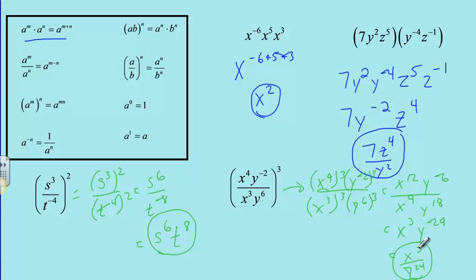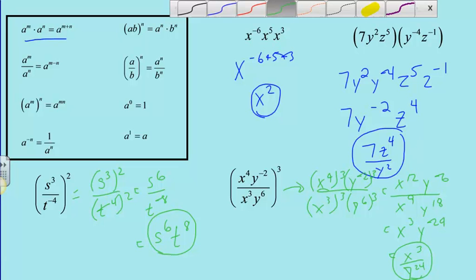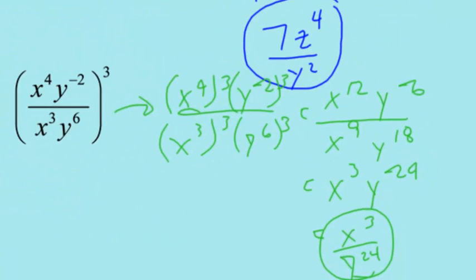Now, there is another way that we go about doing this one. If you want to, you can do it that way. It's just simplifying before we raise it to the exponent. So if I see this, x to the 4th over x to the 3rd, that's really just x to the 1st. And here if I see y to the negative 2nd and y to the 6th, and I subtract, I'm going to get y to the negative 8th.